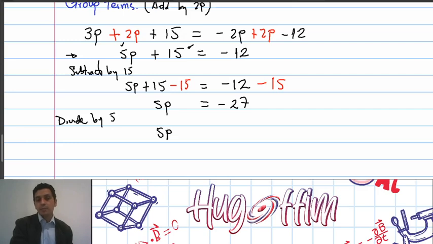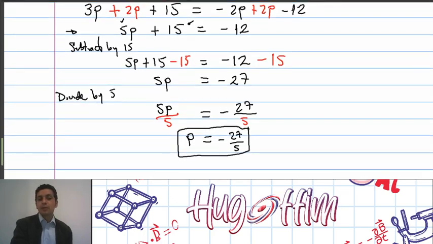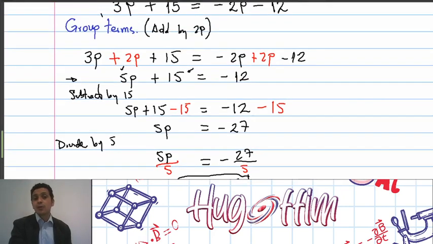So 5p divided by 5 equals negative 27 over 5. Okay, and now in this case p will be equal to negative 27 over 5. And that's it. And this is how you solve this equation. This is how you apply them.